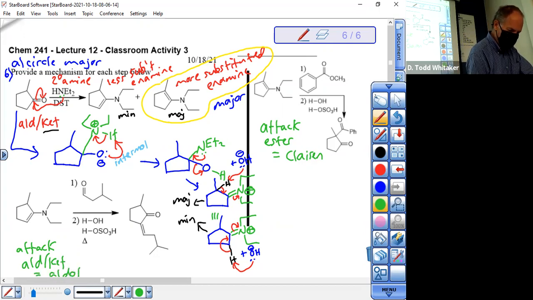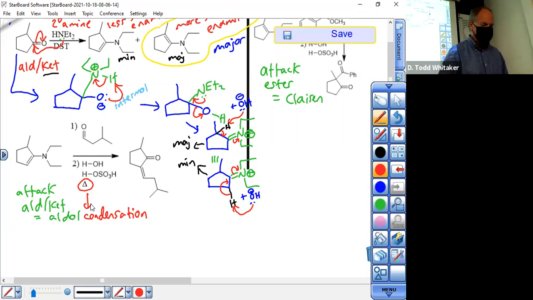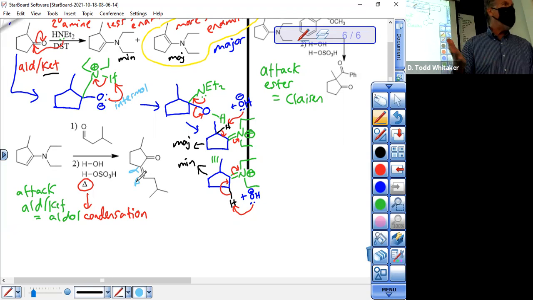Aldol. And how do I know this is an aldol condensation? I got heat. And I made an alpha beta unsaturated pi. Lots of clues that this is the condensation and not the reaction. The reaction creates an aldol, it has an alcohol. Yes, you're going to be making the alcohol, but you'll be getting rid of it too. That's the condensation.